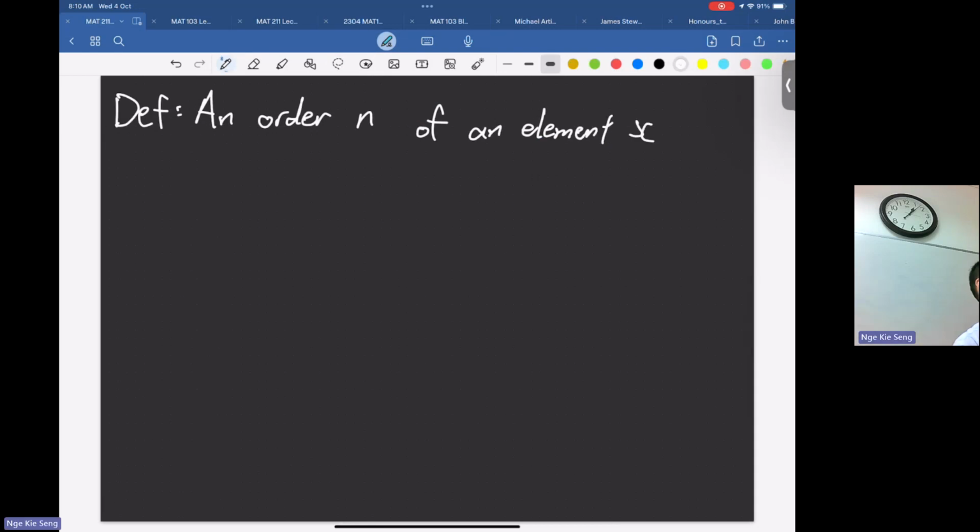What's an order of an element? Order is the number what? What does this order do? Order. So you know order, what is order?